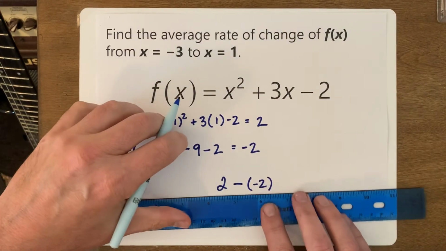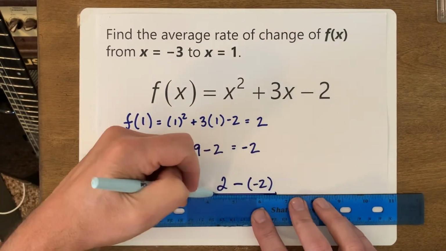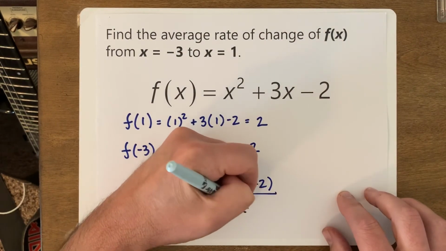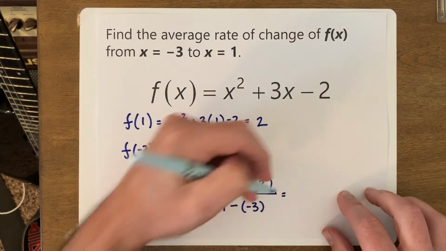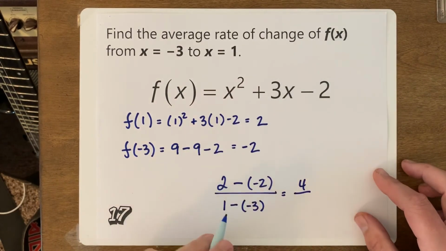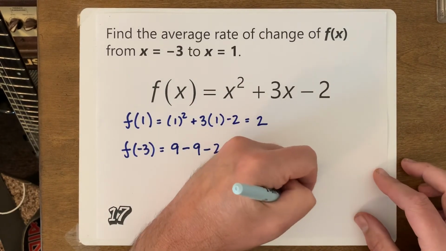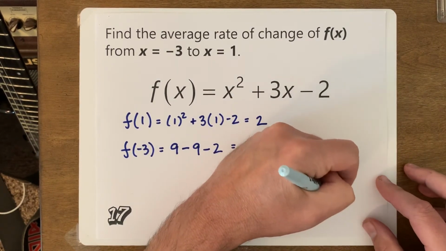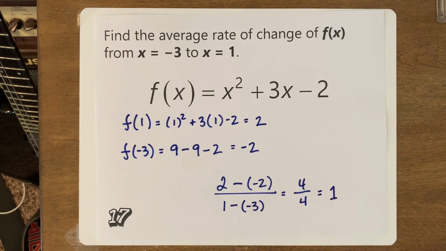over 1 minus negative 3. All right, 2 take away negative 2 is 4. 1 take away negative 3 is also 4. And so it turns out for this one that you're going to get an average rate of change of 1.